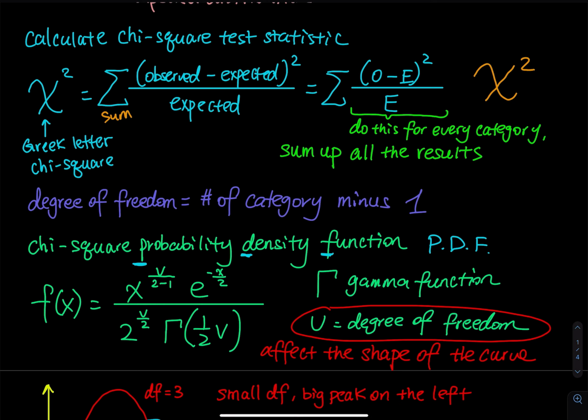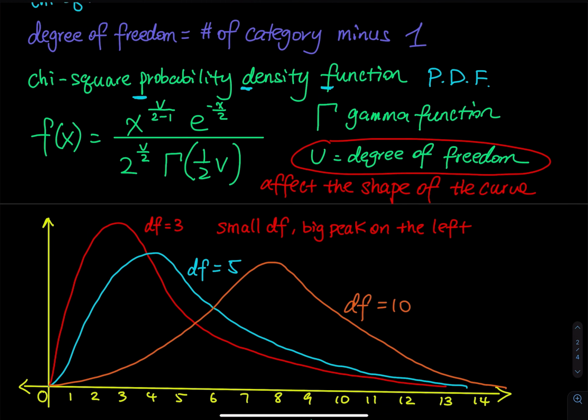Okay, so whatever that degree is, it affects the shape of the curve. So what does the curve look like? Still remember that the normal distribution has a bell curve, and the t distribution has curves whose shape changes depending on the degree of freedom. So similarly, for the chi-square probability density function, the degree of freedom affects the shape as well.